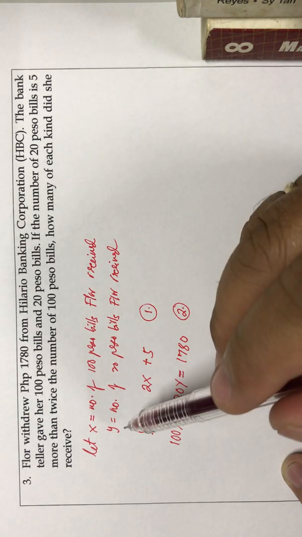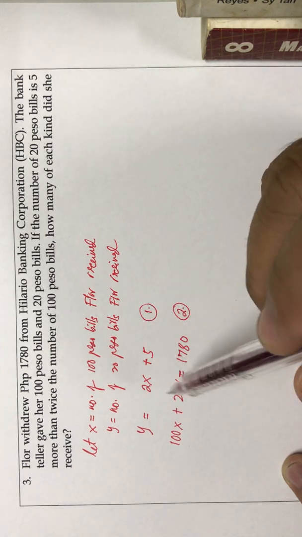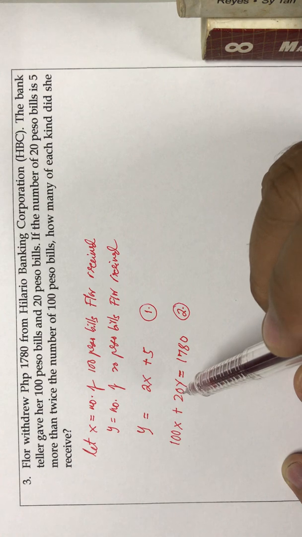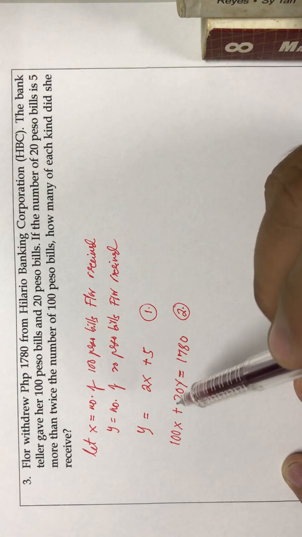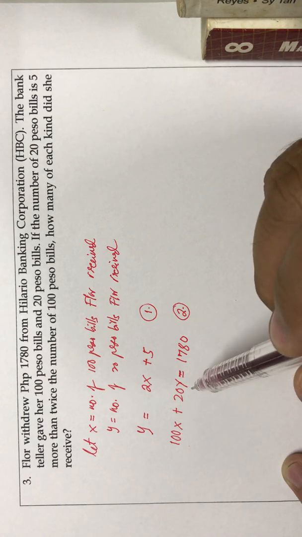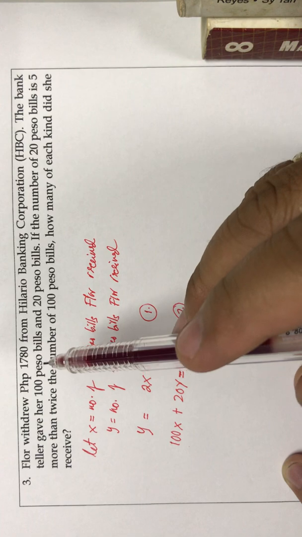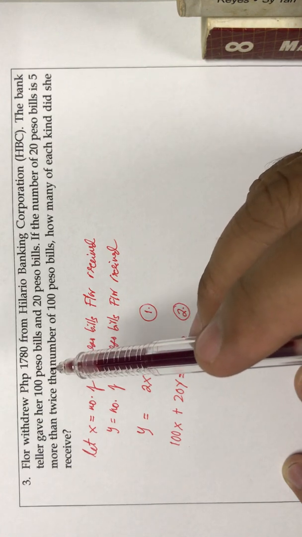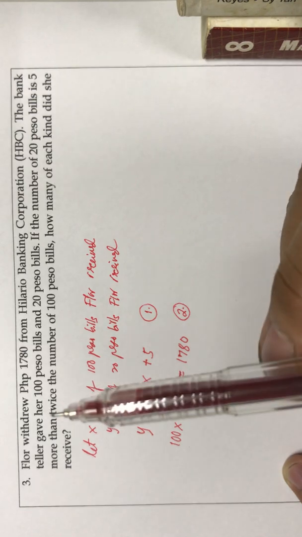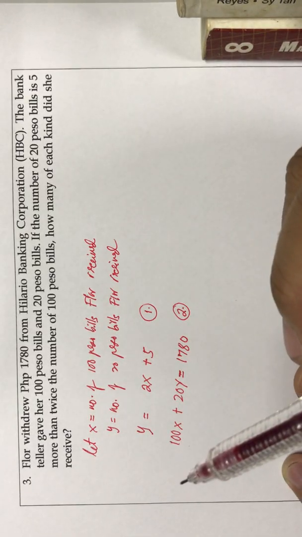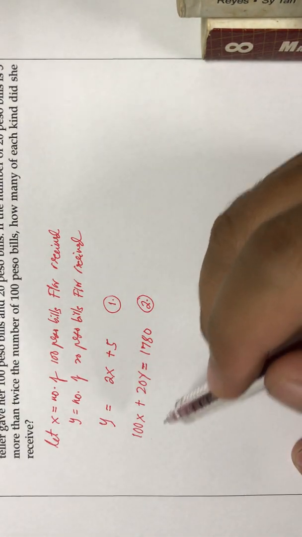Okay. y represents the number of 20 peso bills that she received. Therefore, 20y will be the total amount of the 20 peso bills that she received from the bank. So, adding the two amounts will result in the sum of 1,780 pesos, which was the money that she withdrew from the bank.